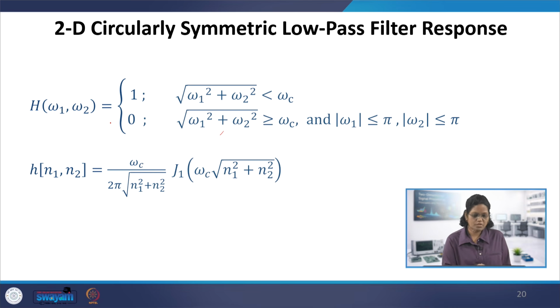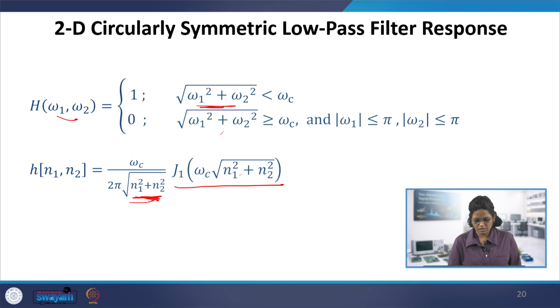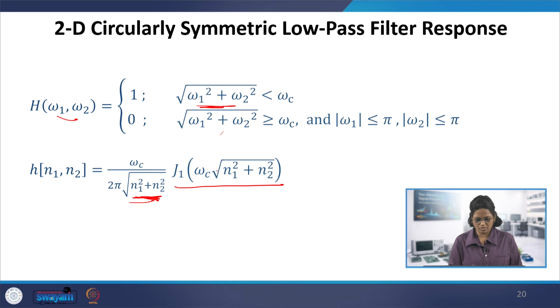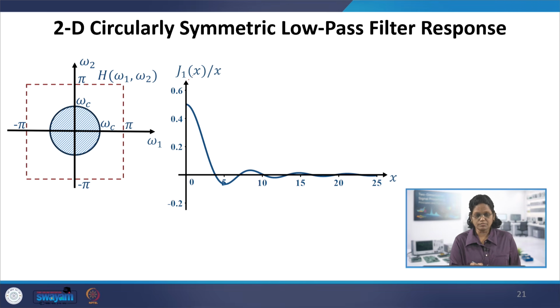So, the impulse response of this, h of n1 comma n2, if we take this omega c by 2 pi and root of n1 square plus n2 square, so it's a function of n1 square plus n2 square, we should note that. And similarly this is related to omega 1 square plus omega 2 square, and J1 omega c is the cutoff frequency, n1 square plus n2 square root. So J1 corresponds to the Bessel function. So J1(x) is the Bessel function here. So we'll see the J1(x) by x pattern, which we had. This is the Bessel function of x. And so circularly symmetric filters have an impulse response which is the Bessel function.